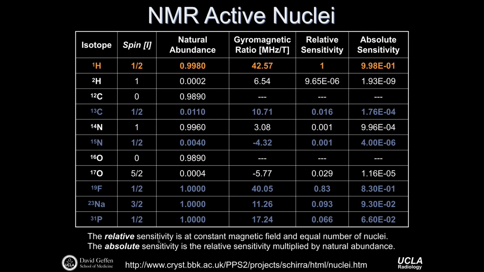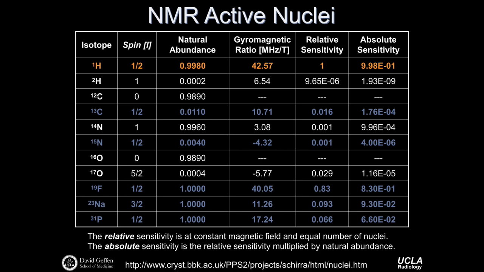The relative sensitivity is at a constant magnetic field and an equal number of nuclei, whereas the absolute sensitivity is the relative sensitivity multiplied by the natural abundance. And so this relative sensitivity just highlights for us our ability to detect H2 with NMR, in parts per million relative to that of the hydrogen 1 nucleus.